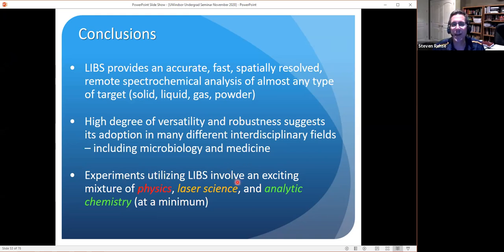I love LIBS right now because it's an exciting mixture of physics, which I am, laser science, which I am, analytic chemistry, which I'm not, but I'm learning about. And that's just at a minimum. You throw in machine learning, and then there's computer science, certainly spectroscopy. So it's really interdisciplinary. I have to have knowledge of all these different fields, and it keeps me very invigorated because there's always something new to learn, which I love.